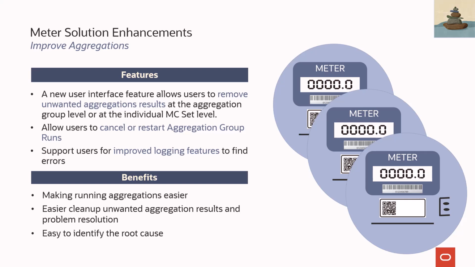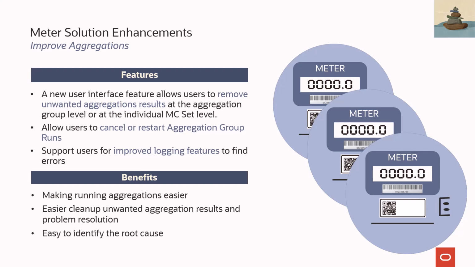This enhancement will allow you to cancel, restart, or revert aggregation group runs. Earlier, you could initiate aggregation group runs but could not edit them. Additionally, it will include options to clear unwanted aggregation results at both the aggregation group level and the individual measuring component set level. You are able to delete measurements, MC set data, and aggregation runs. So you have both options. Either you can clean up data through batches, that is D1AGGRC and D1CLAGP, or manually, which I will show you in my next slide.